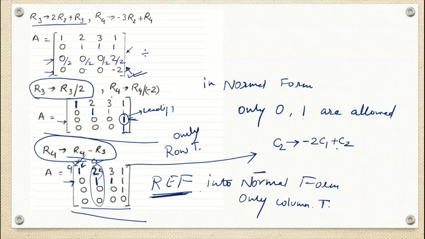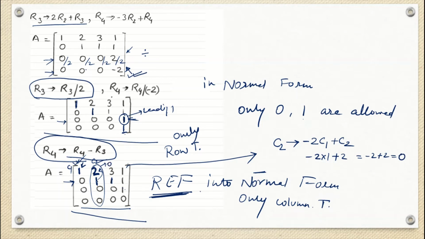And why am I doing so? Corresponding to this 2, I have 1 in my C1, right? So here it will be minus 2 into C1. C1 corresponding to this 2 is 1. So minus 2 into 1 plus C2. C2 right now is 2. So it is now minus 2 plus 2, nothing but 0. So now I will have 0 present here.